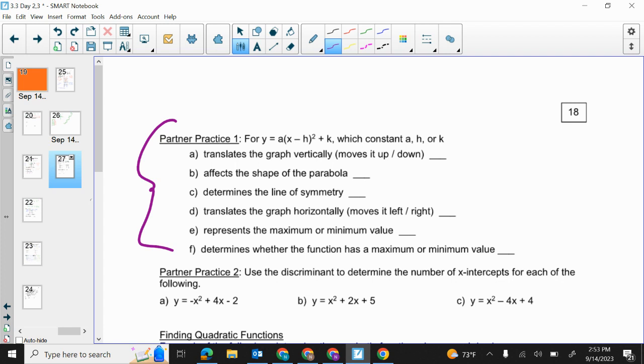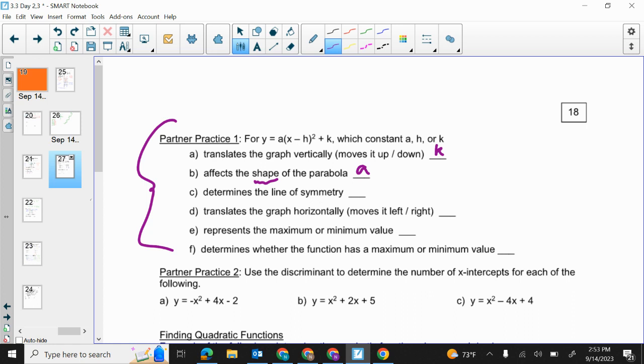So, what translates the graph vertically, moves it up or down? That is the K. That moves the vertex, moves the whole graph up and down. What affects the parabola shape, meaning if it's skinnier or fatter, or there's a compression or stretch? That is all about the A.